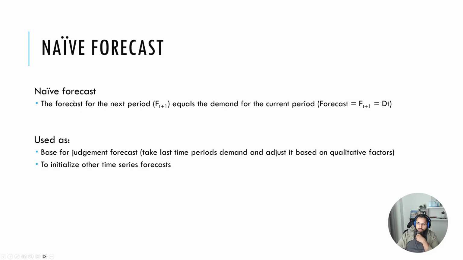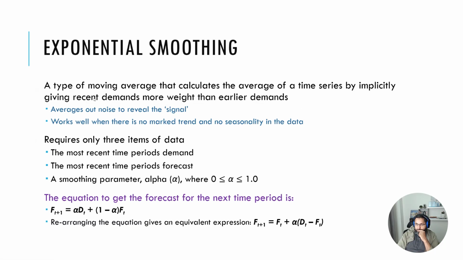This is often not used as an end result. It's often used to initialize an algorithm or as a basis for judgment forecasting. So you start with a naive forecast and you adjust it up or down based on what you expect to happen next month. Okay. So now we finally get to the first mathematical time series method we're going to use, and that's called exponential smoothing. Okay.